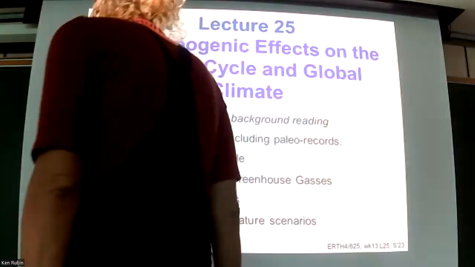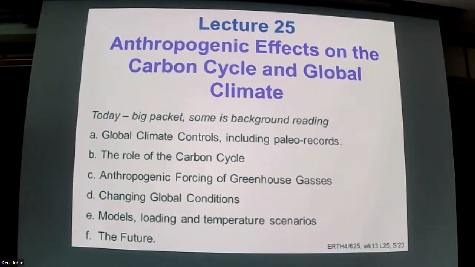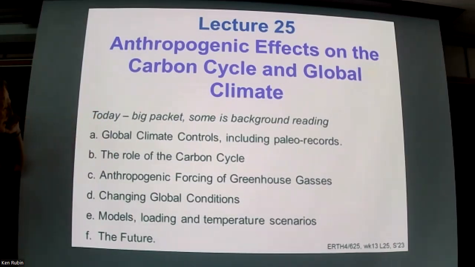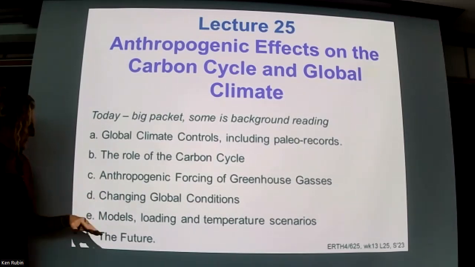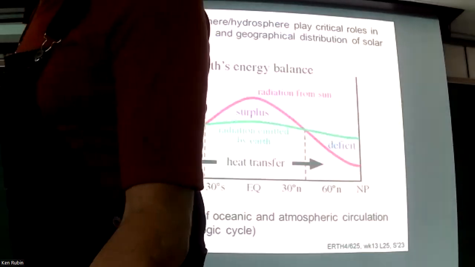So we're going to try to cover basic controls of global climate and what we know from paleo records primarily, and the role of the carbon cycle in that. And then we'll switch to talk about anthropogenic forcing, greenhouse gases, climate conditions on the planet, models and what they tell us about the future, et cetera. So that's kind of the roadmap for today.